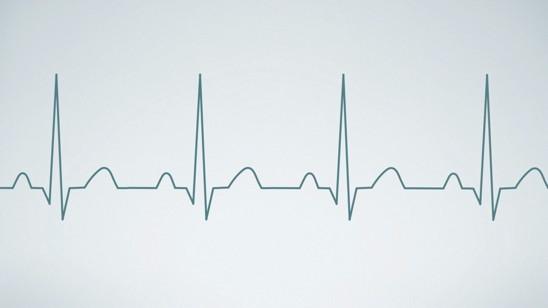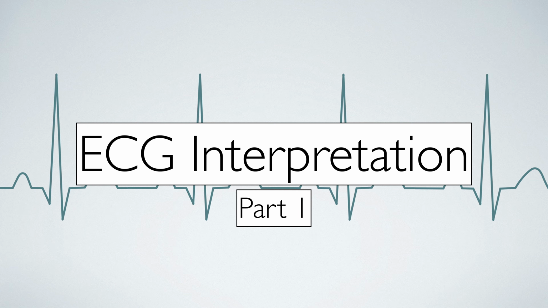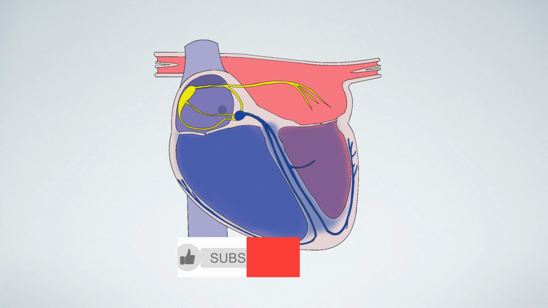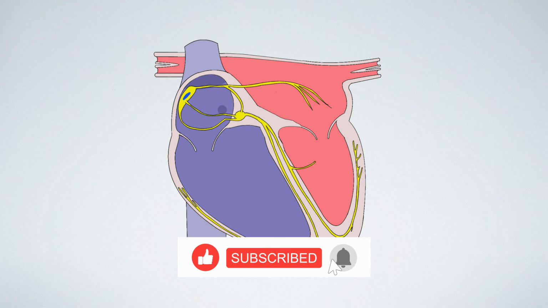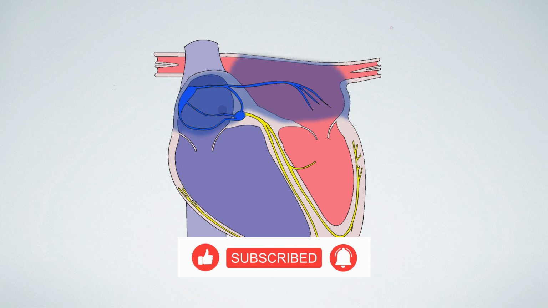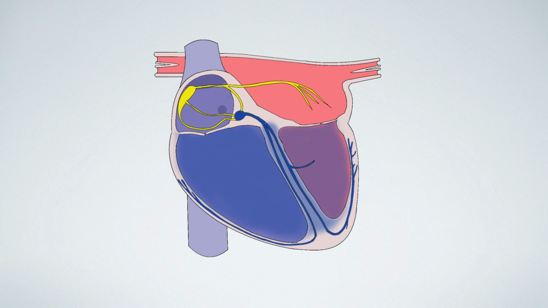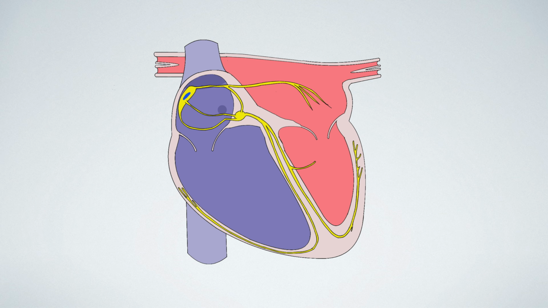I'm Dr. Coleman, and in this video we are going to start our series on ECG interpretation. In this episode we will review 50 different ECG presentations, and along the way we will use animations to demonstrate what is happening with the electrical activity and why the ECG trace changes in normal and abnormal conditions.